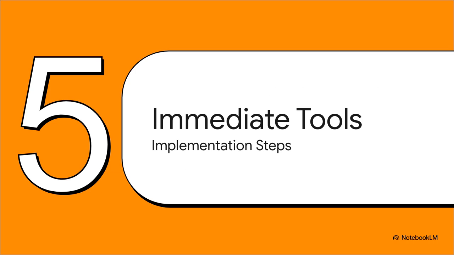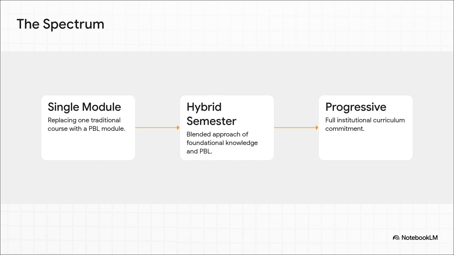So how do we actually do this? Section 5, Tools for Immediate Implementation. I know what you're thinking. You're wondering how to do this without completely losing your mind or rewriting your entire syllabus tonight. Don't worry, you don't have to overhaul everything overnight. Look at it as an implementation spectrum. Start small at level 1, the single module. Just replace one traditional lecture sequence with a PBL module. It's super low risk and introduces the students to the method safely. Down the line, maybe you move to level 2, a hybrid semester, and eventually your institution might reach level 3, a fully progressive curriculum. But for now, just start at level 1.